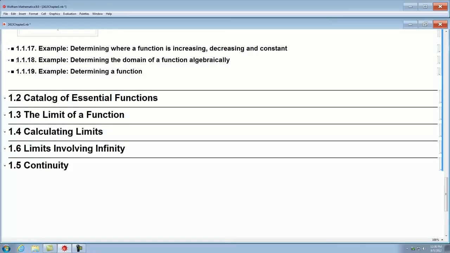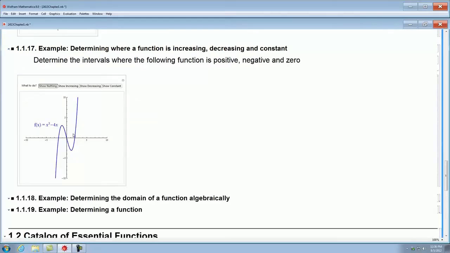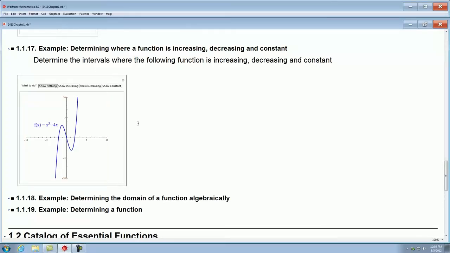Let's now look at determining where a function is increasing, decreasing, and constant. So back to this example, we already did this earlier. We were talking about where it was positive and where it was negative and things like that. But now I want to talk about where is the function increasing, decreasing, and constant. Let me change this real quick. This might happen a few times here. All right, sorry about that. Okay, so where's the function increasing, decreasing, and constant?